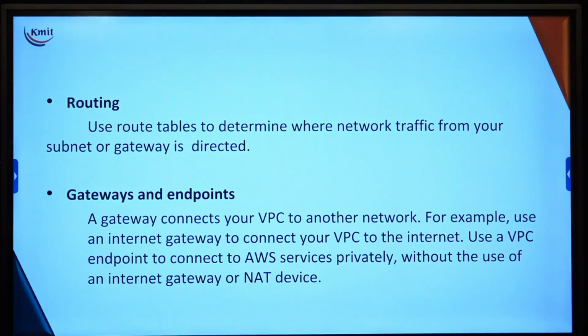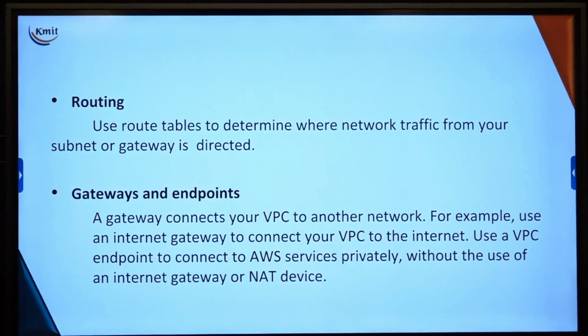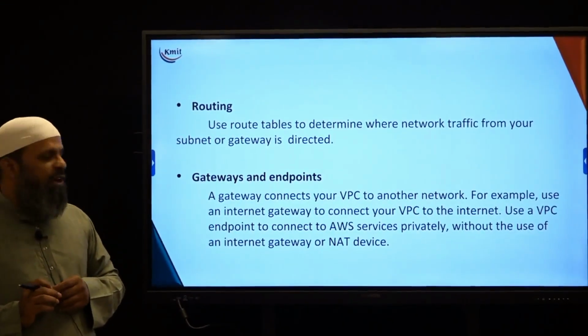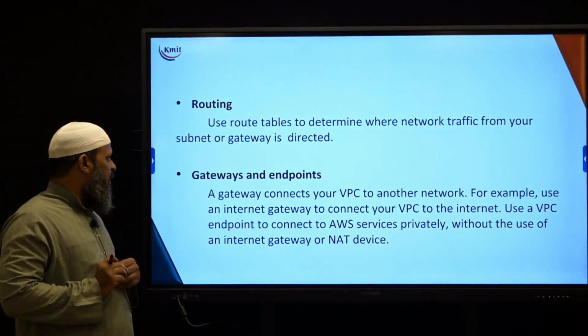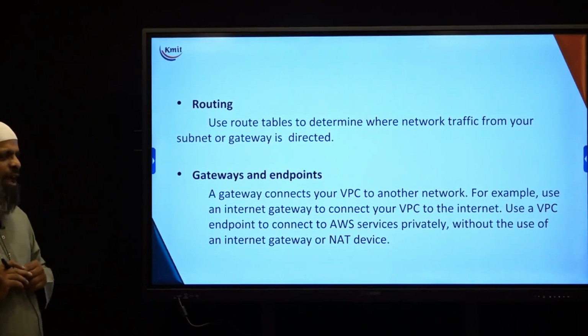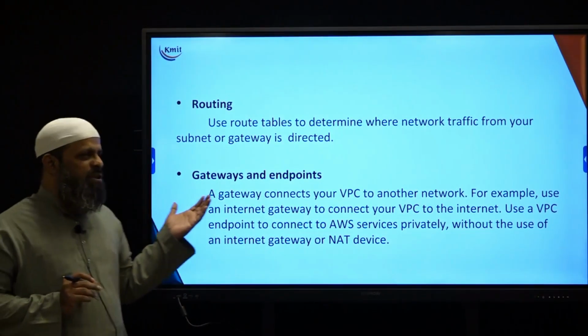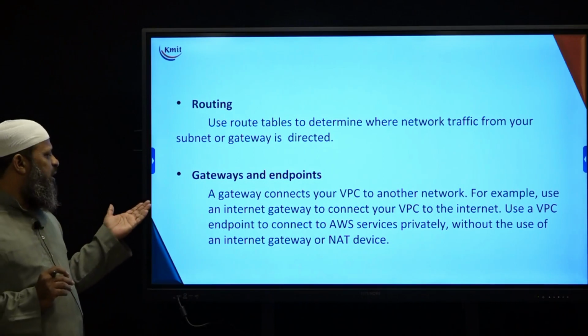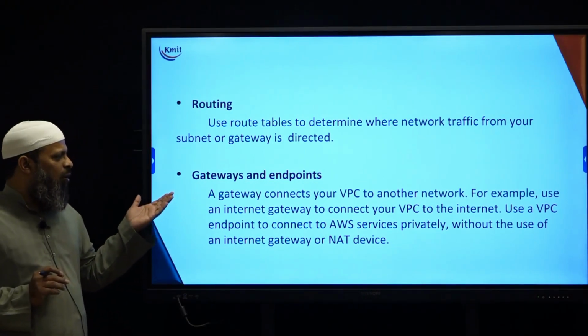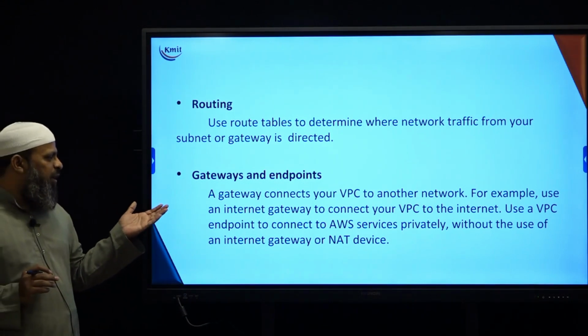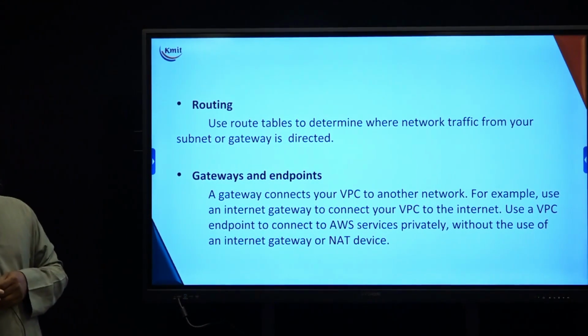Using those route tables, we are going to route the traffic inside your VPC in different subnets, private and public subnets, or outside. Using a public subnet, you can access the traffic of outside through the internet. So routing is required, for that we create route tables, and then we have gateways to access the internet. A gateway connects your VPC to another network. For example, use an internet gateway to connect your VPC to the internet. Use a VPC endpoint to connect to AWS services privately without the use of an internet gateway or NAT device.